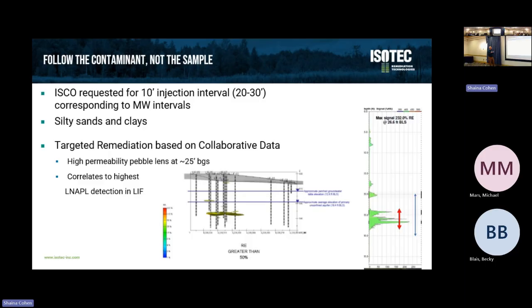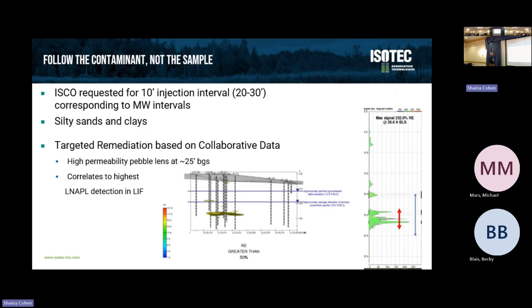Another one of my recommended phrases is: follow the contaminant, not the sample. I've already talked about monitoring wells. This was a case study where ISOTEC was contacted by a consultant who said, we've got 10-foot monitoring wells, 20 to 30 feet below ground surface. This was a petroleum release site. Can you provide an in situ chemical oxidation quote for treating 20 to 30 feet?